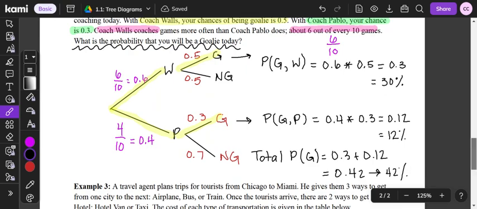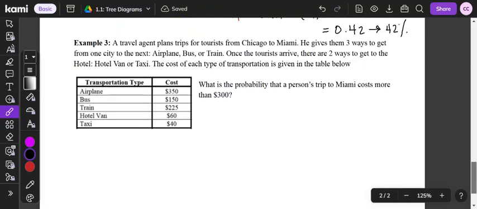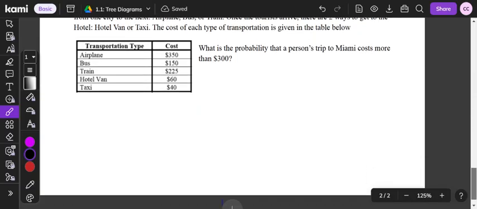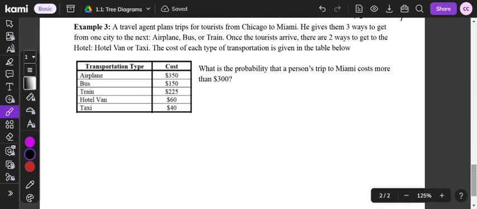Okay, let's look at one final problem, all right? We can do lots of cool things with tree diagrams, and this one is an example of that. Okay, so this one says a travel agent plans trips for tourists from Chicago to Miami. He gives them 3 ways to get from one city to the next. So from Chicago to Miami, we can either take the plane, the bus, or the train. Then it says once the tourists arrive, there are 2 ways to get to the hotel. Either take the hotel van or taxi. The cost of each type of transportation is given in the table below. And it says, what is the probability that a person's trip to Miami from Chicago costs more than $300?